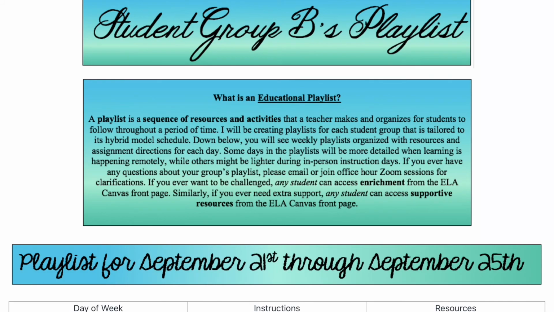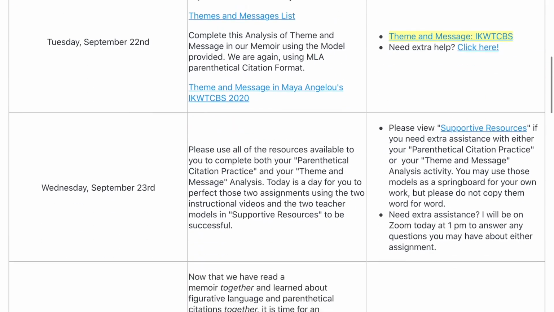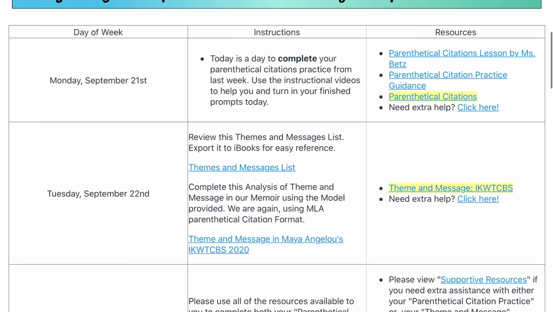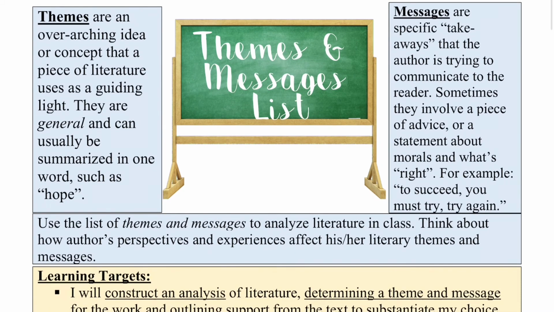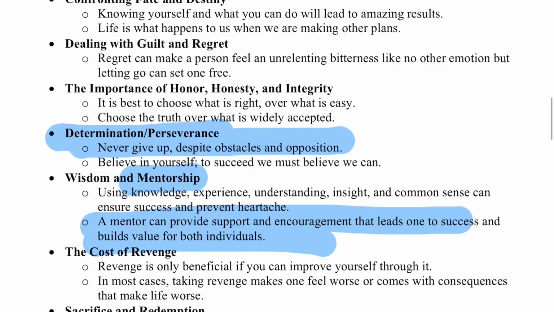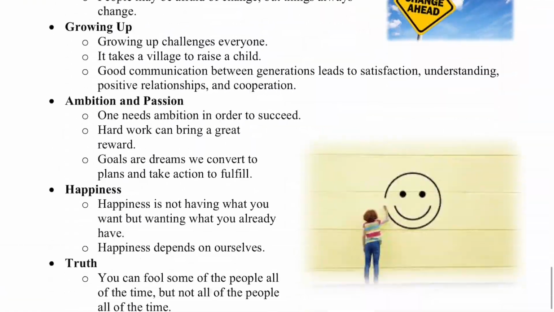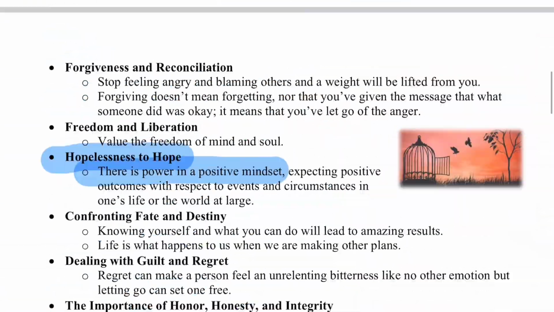The first thing you'll do is find the document you can export to iBooks. My suggestion is to export your theme and message list for language arts. This is a document we'll be using very often, and we will be referring to this when we do a literature analysis. So here we have a reference sheet. It has a whole bunch of themes and messages that someone could use when analyzing literature.